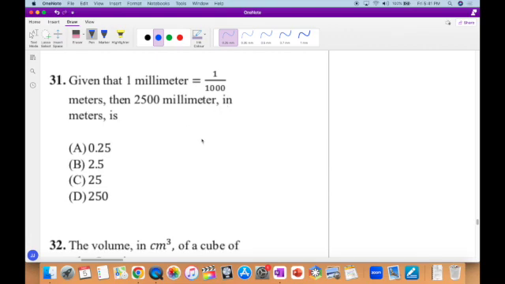Given that 1 millimeter is equal to 1 over 1,000 meters, then 2,500 millimeters in meters will be 2,500 over 1,000, which is 2.5.